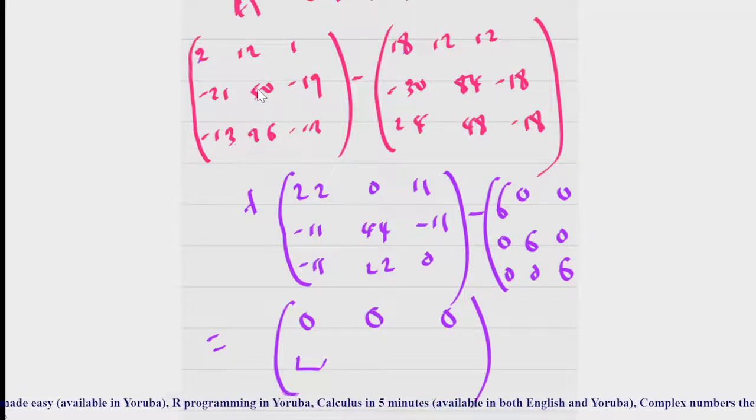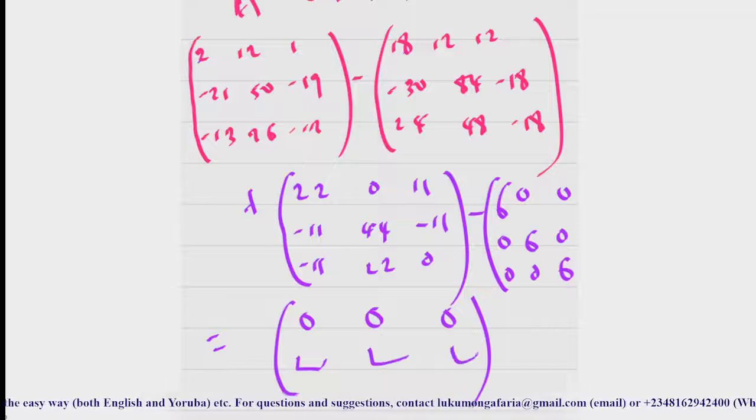Let us do the second one. 50 minus 84, that's minus 34. Minus 34 plus 44, 10. Yeah, I think there is an error in this column, maybe when we were multiplying. So you have to check. Let us check the last one, maybe.